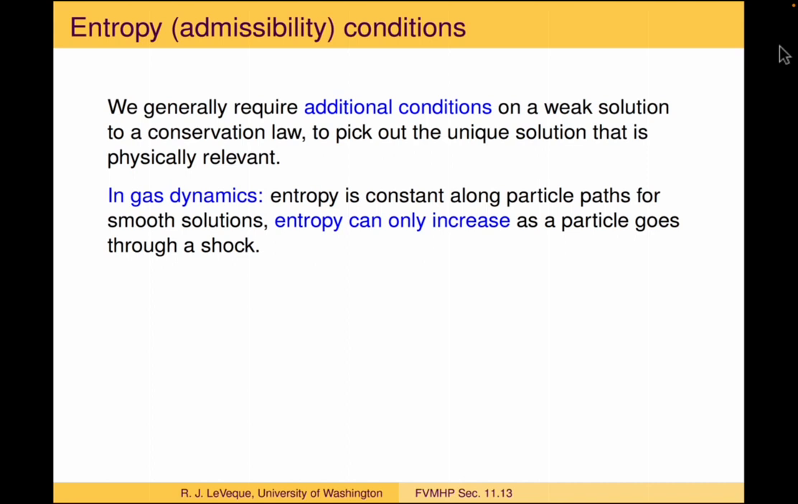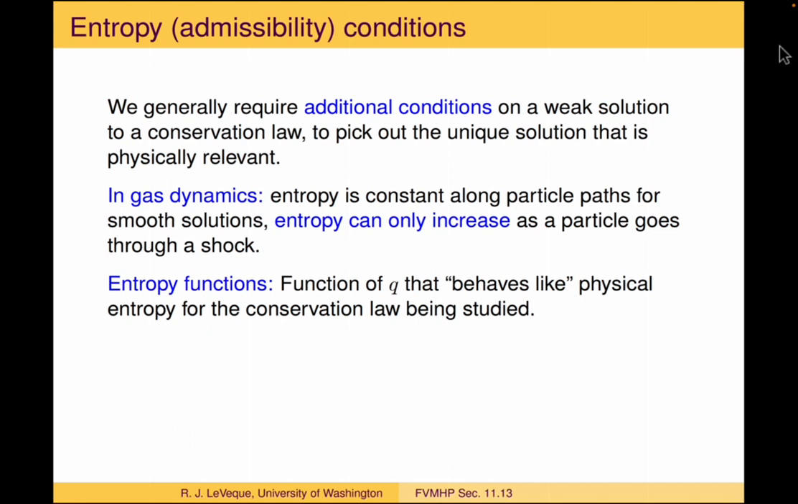And so entropy can only increase across a shock wave, and so if you have a discontinuity where the entropy function that's defined in terms of the other variables, the pressure and density and so forth, is decreasing as it goes through a discontinuity instead of increasing, then that's not physically relevant, and that discontinuity would be violating the physical entropy condition. And so what we call an entropy function mathematically is a function of our solution Q that behaves like this physical entropy for the conservation law that we're studying.